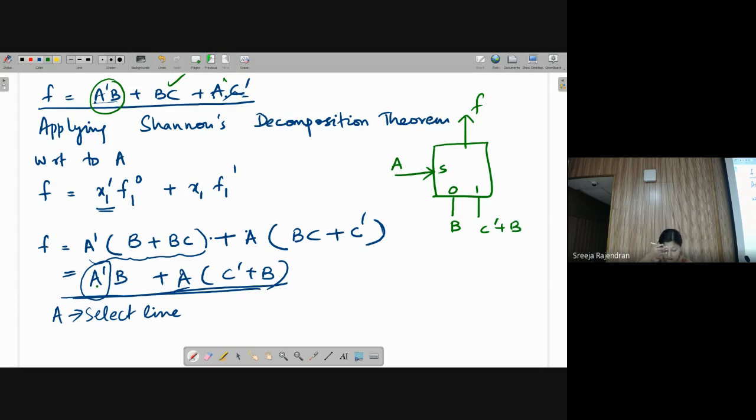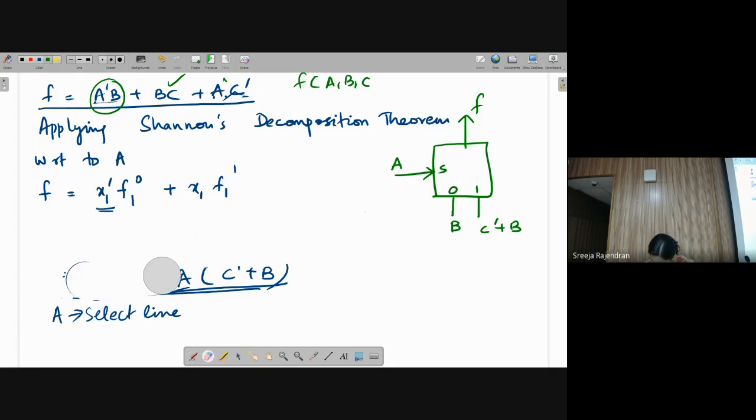Okay. Now, I can further decompose this equation. Already with respect to A, I have done. But the equation has 3 variables. This is a function of A, B, and C, is it not? So, I initially decomposed it with respect to A. So, when I'm trying to decompose it with respect to A, what happened? I will just write this once more for those who have not understood it.